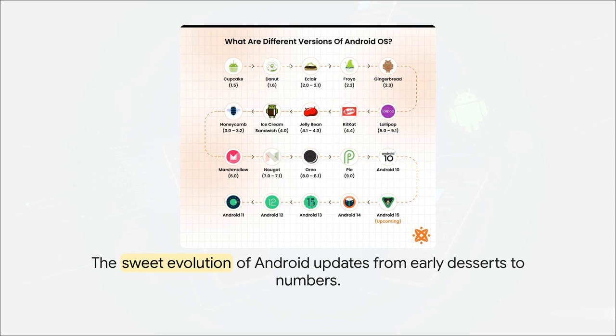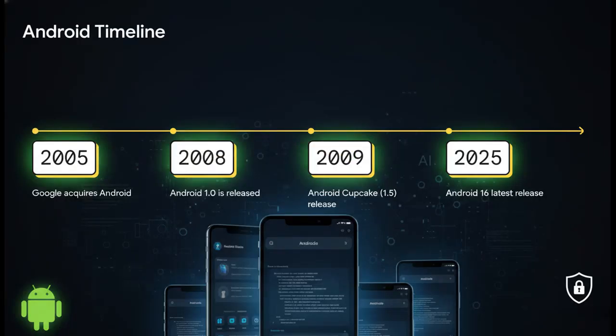But, as the system grew up and went fully global, they transitioned to modern numeric names like Android 12, 13, and 14, just to keep things globally clear and simple for everyone. Let's map out that timeline real quick. Like I said, Google bought it in 2005.